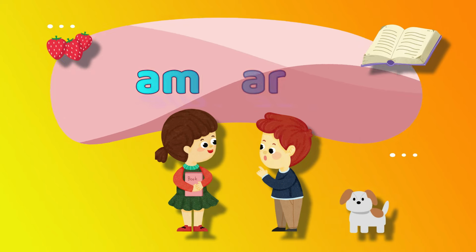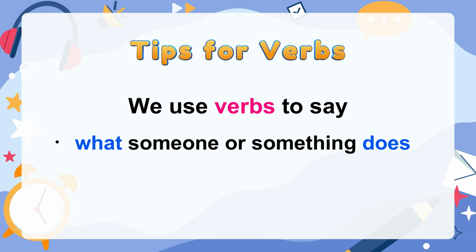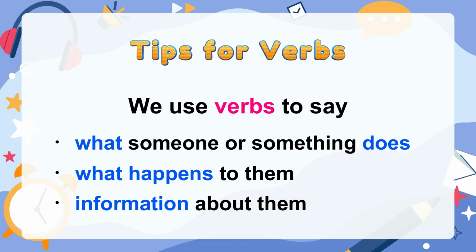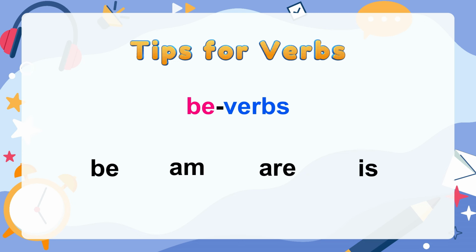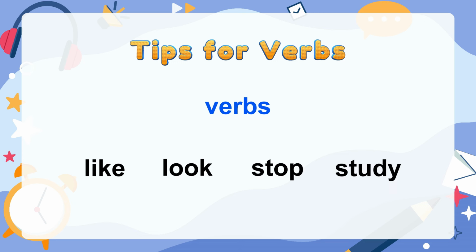Grammar tips. We will look at tips for what you just listened to. Tips for verbs. We use verbs to say what someone or something does, what happens to them, and information about them. The be verbs are be, am, are, is. Some verbs are like, look, stop, study, and there are many more.